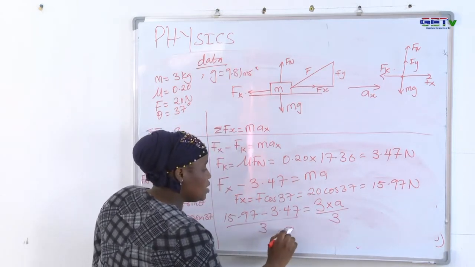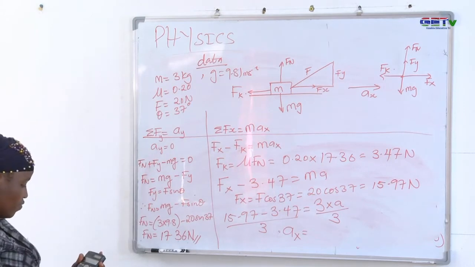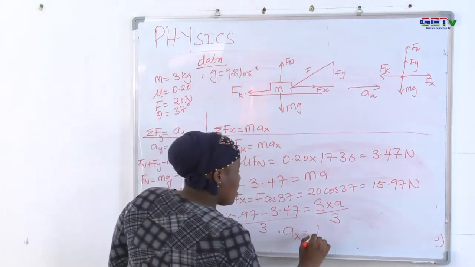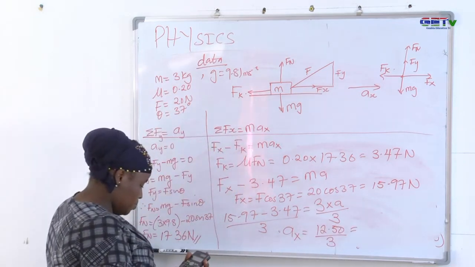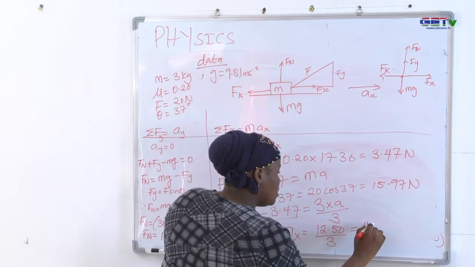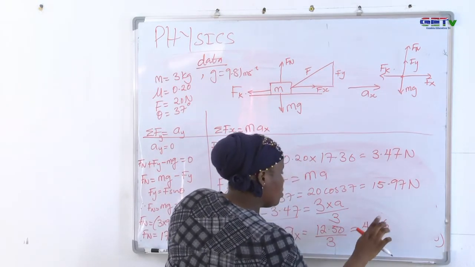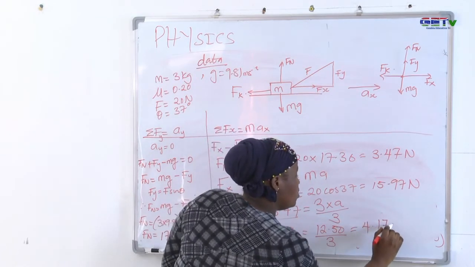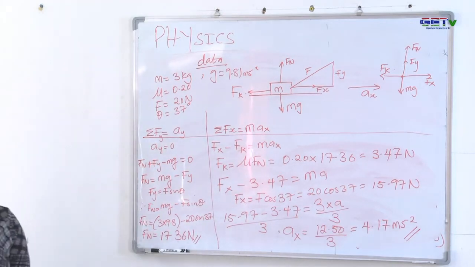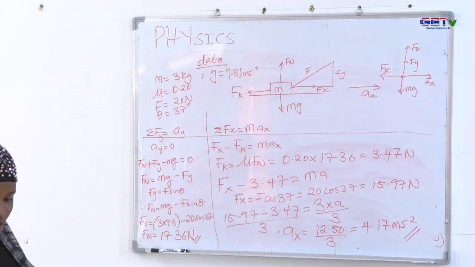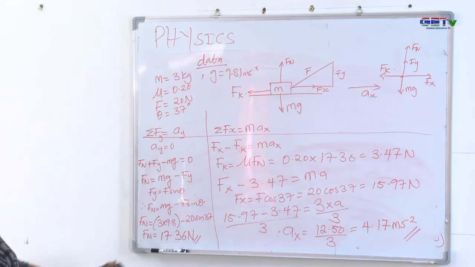So the acceleration on the x-axis will be 15.97 minus 3.47, which is 12.50, divided by the mass 3, and that gives us 4.17 meters per second squared. That's the acceleration of the object on the horizontal axis, and it is shown there. If you want, you can use g to be 10 meters per second squared. Your answers will be the same.